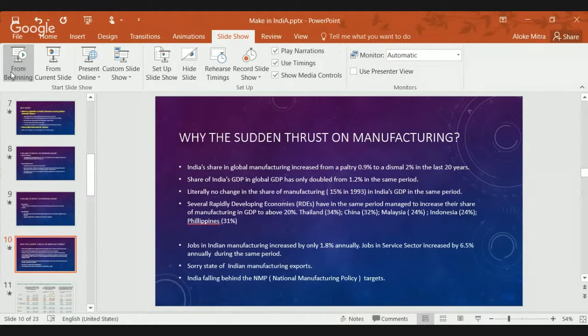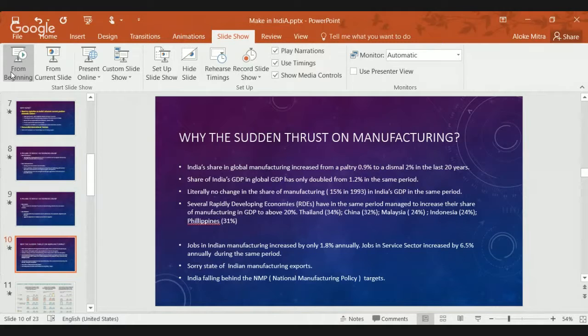Comparatively, several other rapidly developing economies have in the same period managed to increase their share of manufacturing in GDP to above 20%. Say Thailand, it's 34%. China, it's 32% of GDP. Malaysia, 24% of GDP. Indonesia also 24%, and Philippines 31%. All these nations share the same economic characteristics as India, but they have managed to increase the contribution of their manufacturing sector to the nation's GDP.